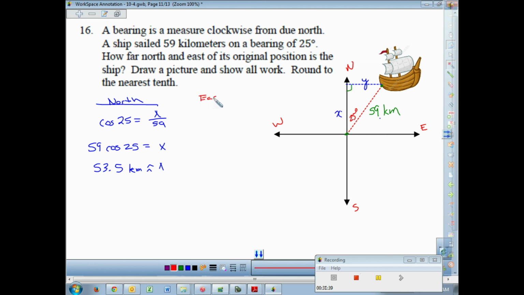Which variable are you looking for when you want to see east? Find y with trigonometry. Go for it. Still focusing your attention around the 25. Don't use this nasty number. You could, but use the 59. He's a nice, neat number. So that's opposite and hypotenuse. That's my sine. 24 point what? Kilometers.